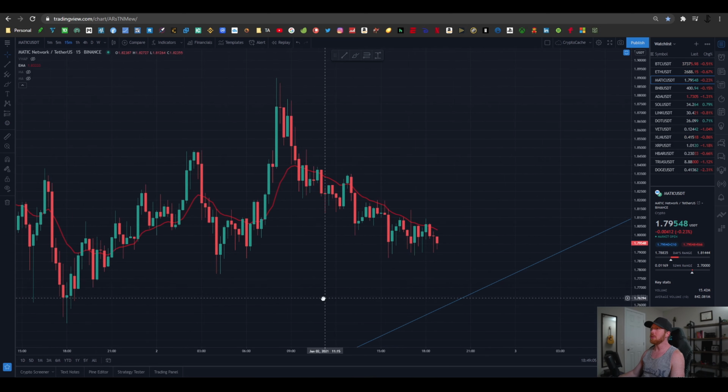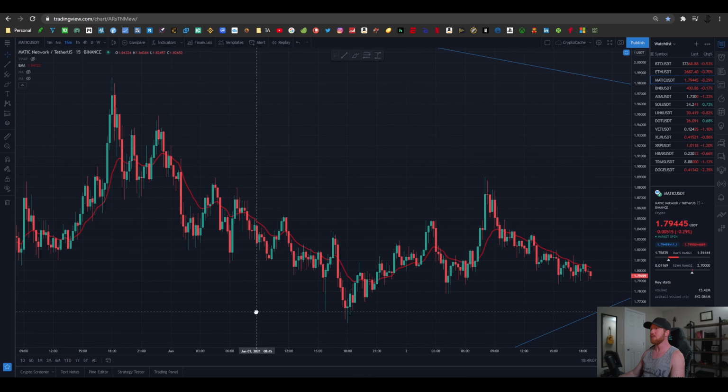But in this sense here, the exponential moving average is essentially an indication of momentum, right? It works very similar to what a MACD would do.